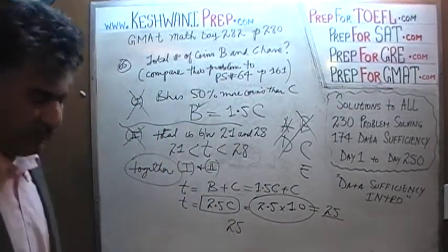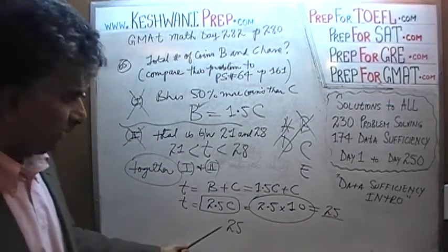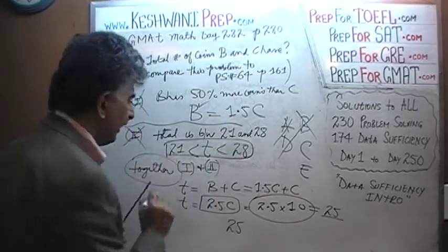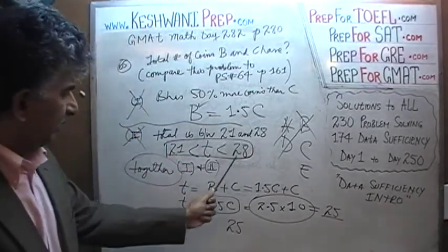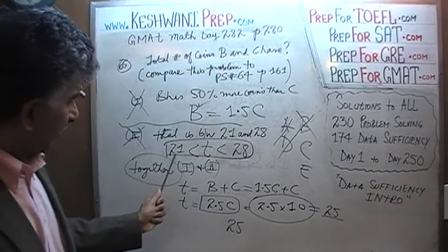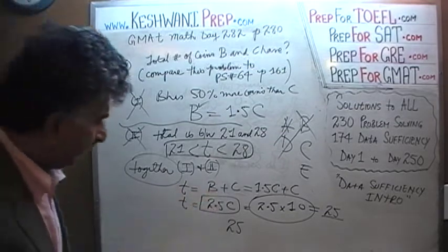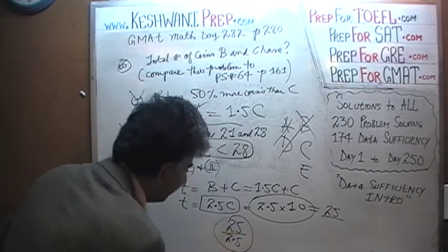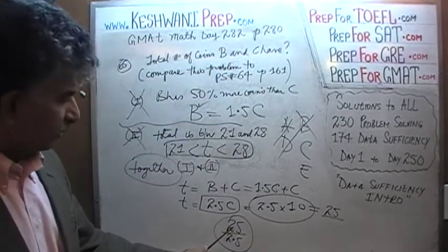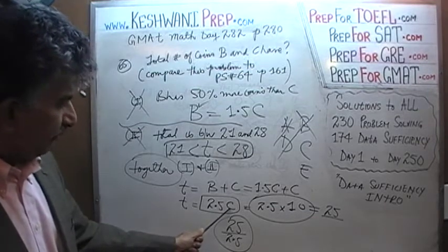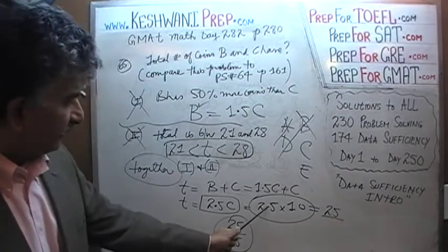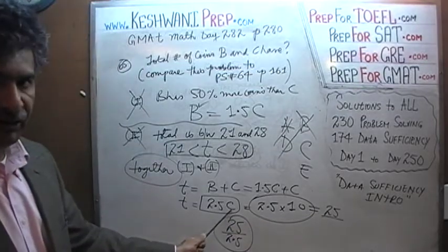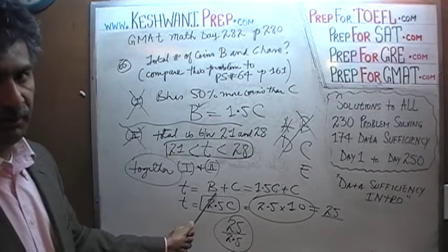Let me re-say it. I did not say it properly, I think. There is only one number that lies between 21 and 28 that happens to be evenly divisible by 2.5. And that number is 25. So here C must be 10, because 2.5 times 10 will give us 25. C has 10 coins and B must have 15 coins.